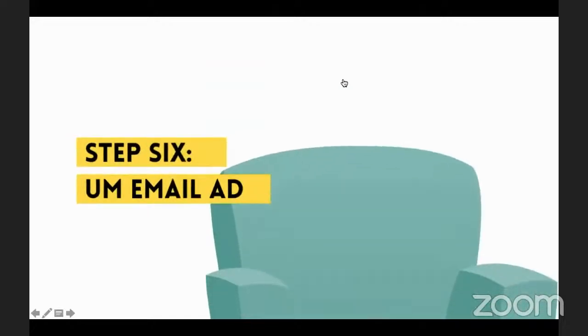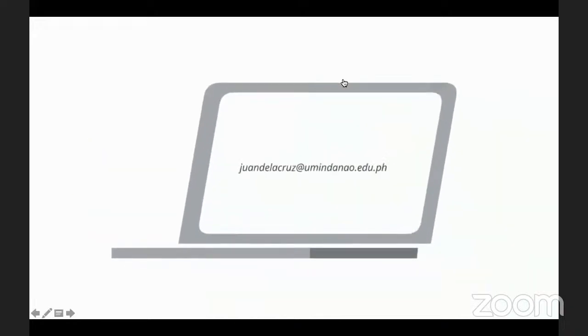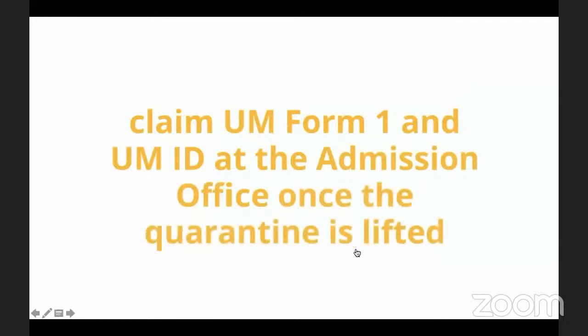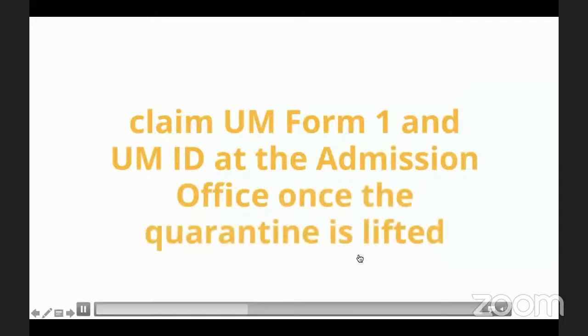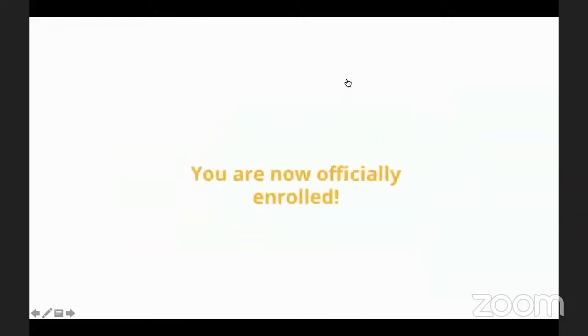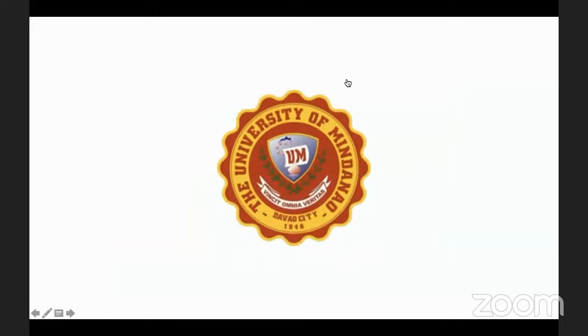Step 6. Wait for issuance of your email address through the email stated in your SGIS. Finally, claim your UM Form 1 and ID at the admission office once the quarantine is lifted. And that's it! You are now officially enrolled. Welcome to the University of Mindanao.